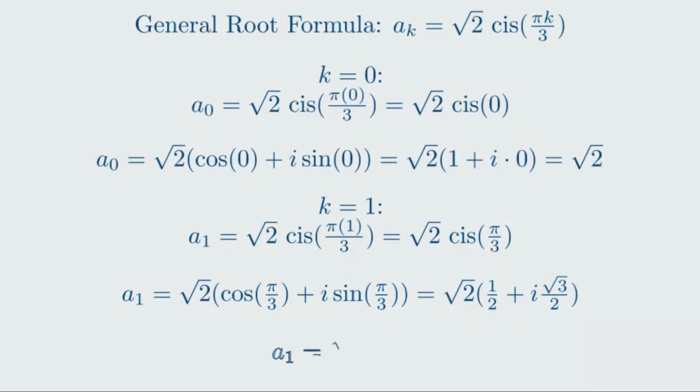The square root of 2 over 2 plus i times the square root of 6 over 2. So our first two roots are the square root of 2 and the square root of 2 over 2 plus i times the square root of 6 over 2. We're well on our way to finding all 6. Let's continue with our roots for k equals 2 and k equals 3.